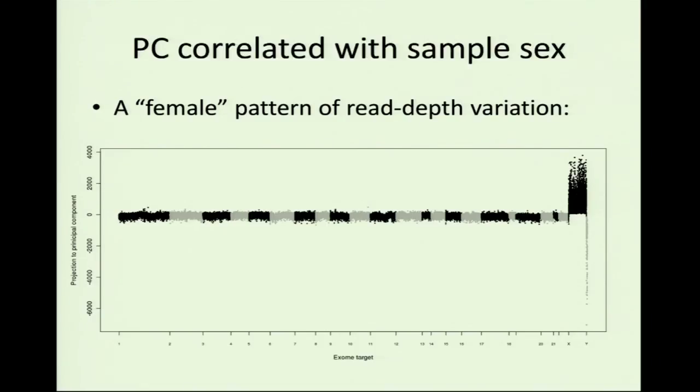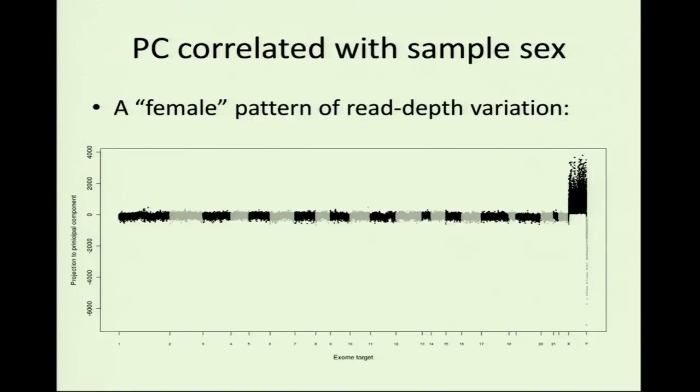Just another example, before I go on to talking about all the principal components together: if you do have both male and female samples in your cohort, and in this case it was pretty close to a 50-50 split, so it's a pretty strong principal component that comes out. What you actually see is a female pattern of read depth variation. You see that autosome-wide, which is the first 22 chromosomes, right?